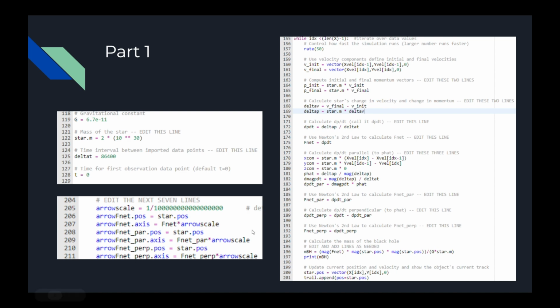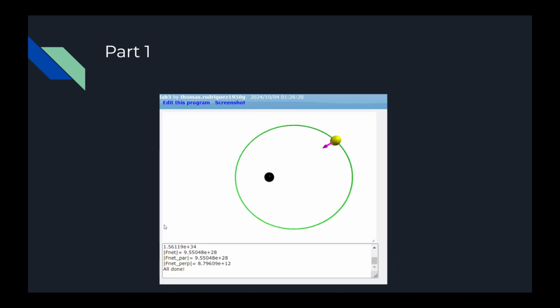And then this is just the code for the arrows for the model, or the visualization. And then this is the model for Part 1. So it's just the star orbiting around the black hole, and then this is the arrow pointing toward the black hole. So when you run the program, through every iteration, a mass of the black hole will pop up, and then you just solve for the average of all of those masses to get the estimated value for the mass of the black hole.